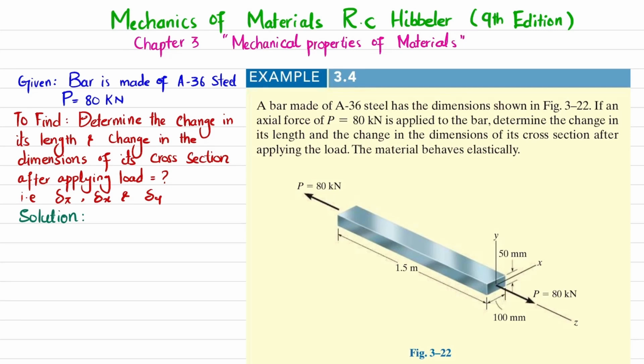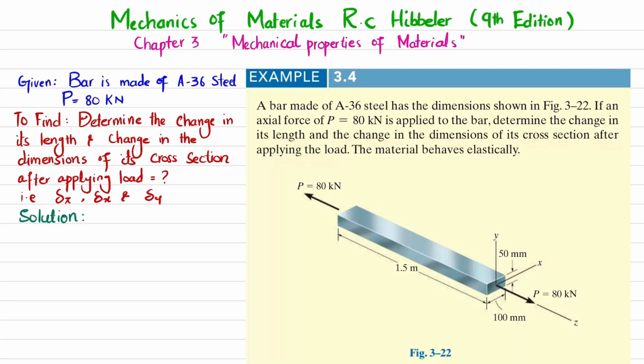In this video, we are going to solve example 3.4 that is taken from chapter number 3, Mechanical Properties of Materials, and the book name is Mechanics of Materials by R.C. Hibbeler, 9th edition. The statement is: a bar made of A36 steel has the dimensions shown in the figure. If axial force P is equal to 80 kilonewton is applied to the bar, determine the change in its length and change in the dimension of its cross section after applying the load.